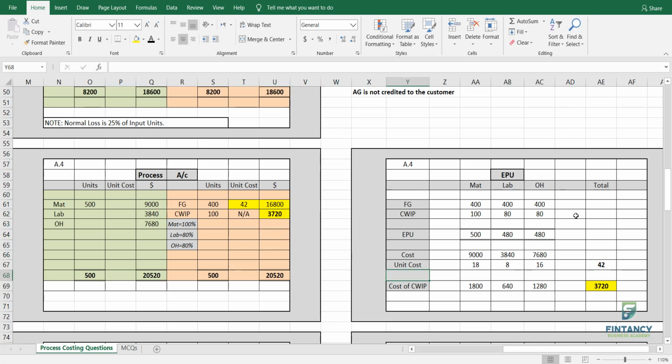Okay. So see, again I'm repeating the approach. If you have closing work in progress, you make the EPU and calculate up till this area. Calculate the unit cost. Then keep the unit cost in the T account. Calculate the cost of finished goods and calculate this figure as balance. This is balance for you. Okay, and then prove it.